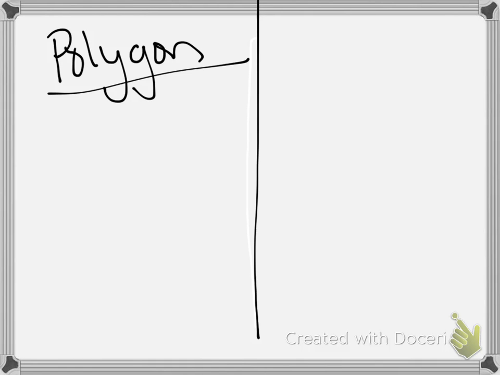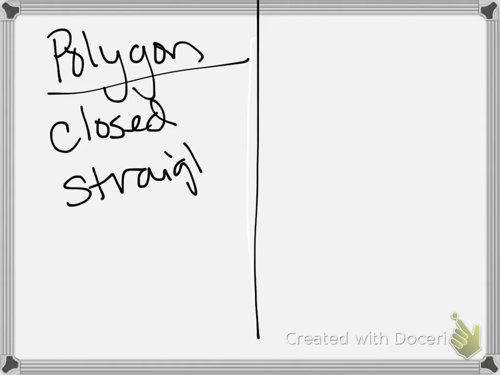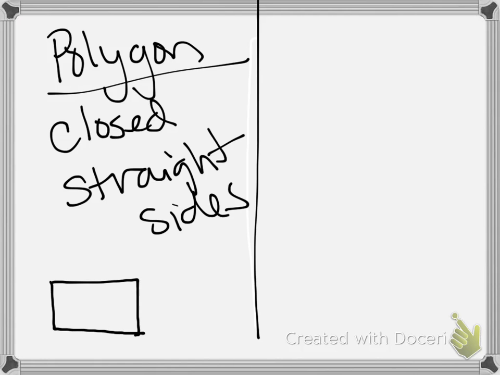So for a polygon, it must be a closed shape, and it must have straight sides. So any of the shapes we've learned in those 2D shapes, like the types of triangles and squares and rectangles and rhombuses and octagons and pentagons, those are all polygons because they have straight edges and they are closed.